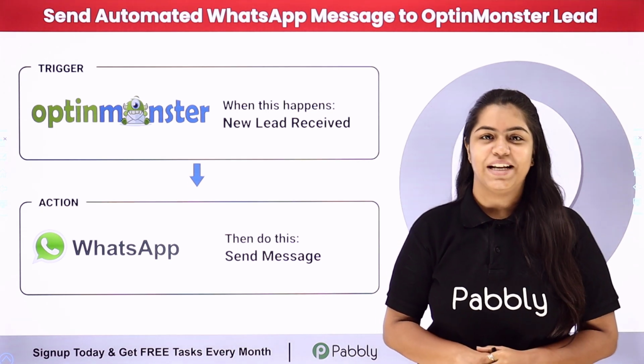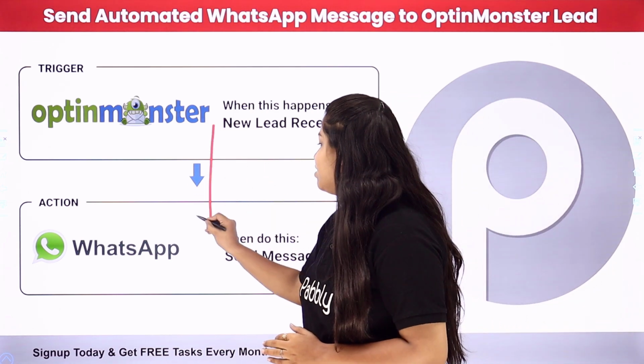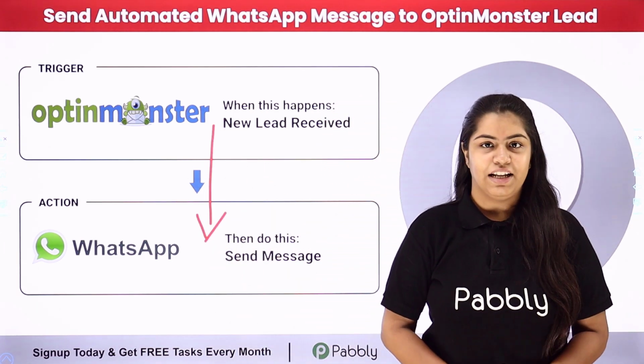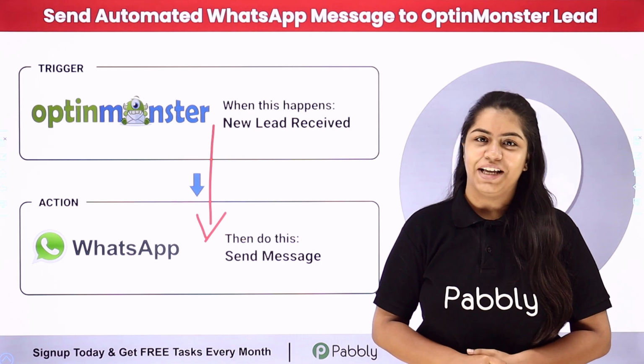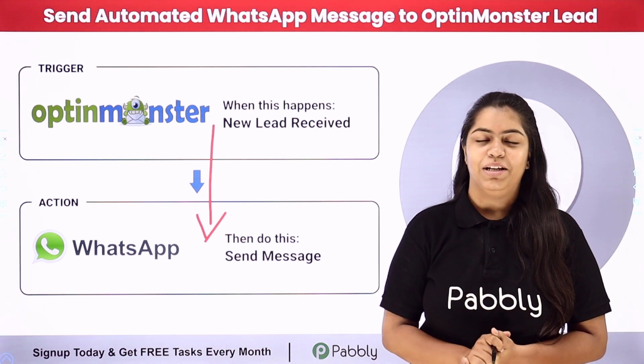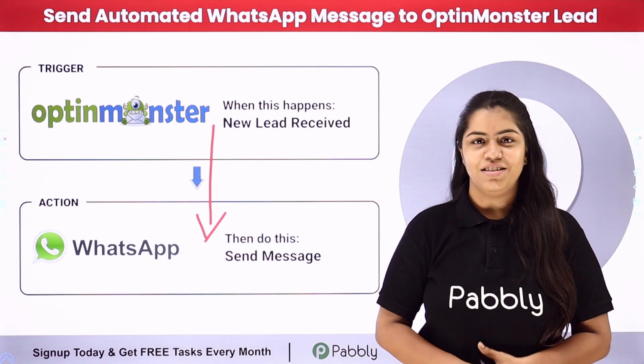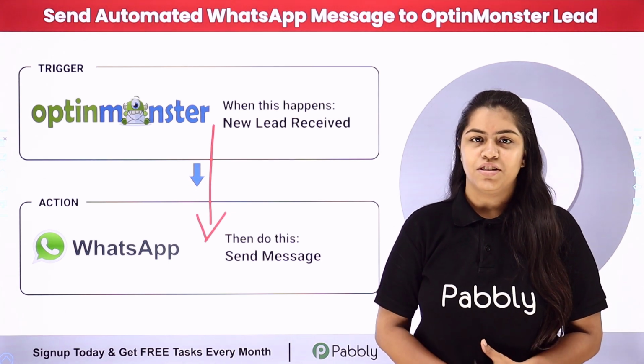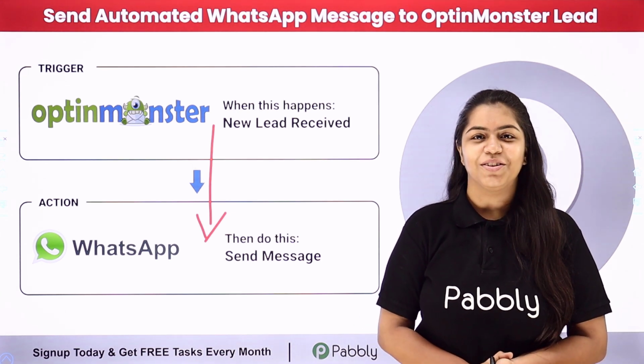For this we are going to create a connection between OptinMonster and WhatsApp. To create this connection without knowing any programming or coding language, we are going to use Pabbly Connect. It is an amazing automation software. So if you also wish to learn this process step by step, follow me through the screen.